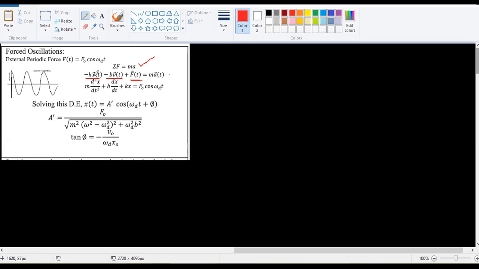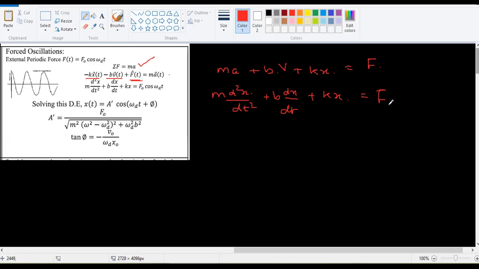So if I keep F of t on one side and if I keep the other things on the other side, m mass into acceleration plus b into velocity plus k into x is equal to the force. But what is acceleration? d squared x by dt square. What is velocity? dx by dt. What is x? x is your displacement. What is force? Instead of giving a constant force, let's say you are giving a driving force like this. So with respect to time, you keep on changing.